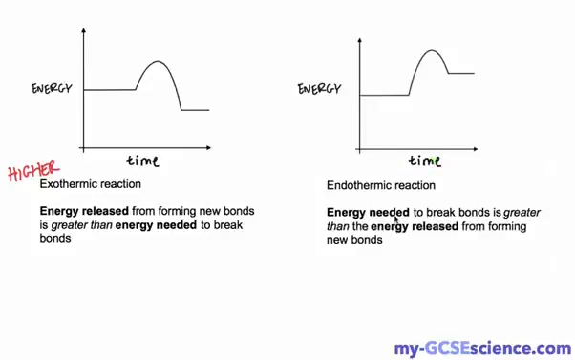For an endothermic reaction, it's the other way around. The energy needed to break the bonds is greater than the energy released from forming new bonds. So here on this diagram you can see that the energy of the products is at a higher level than the energy of the reactants. That means energy must have come from somewhere to make those products, and that has come from the environment. So this is an endothermic reaction. Energy has been taken from the environment in order to produce the product.